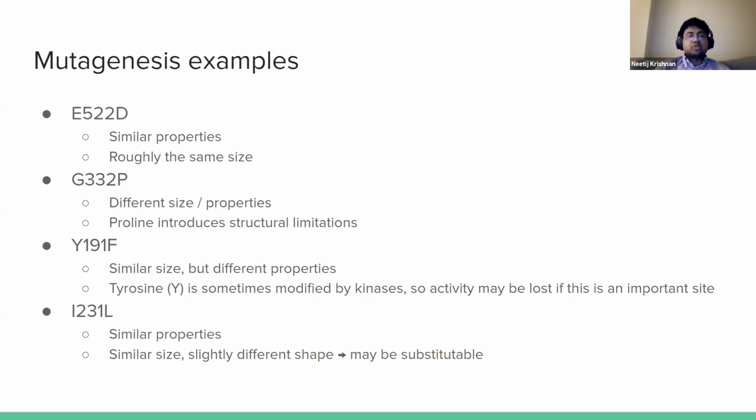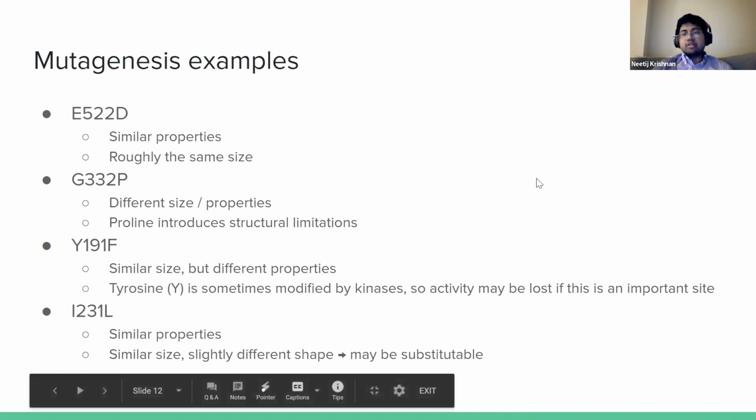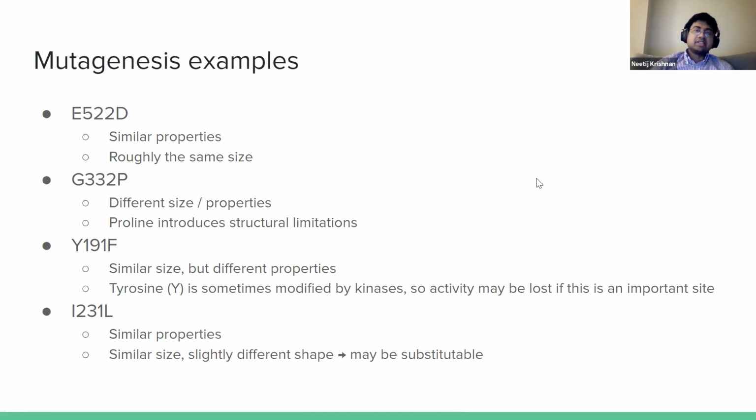G332P, okay, that's switching a glycine at 332 to proline. Glycine and proline are very different. Glycine is much smaller, and proline is also the only amino acid with a weird ring shape that includes the backbone, so it might introduce structural limitations that can be damaging to the enzyme's activity.